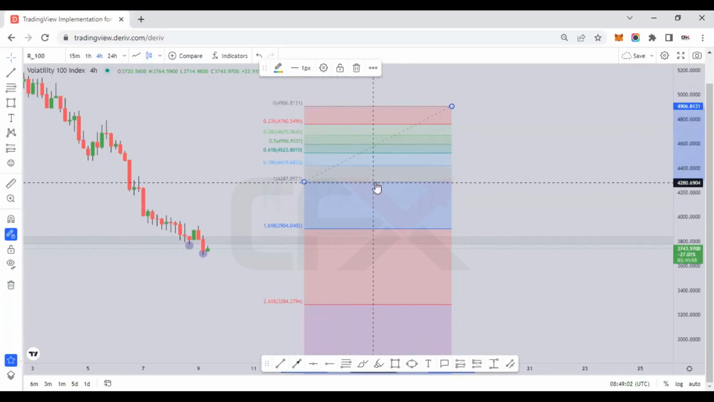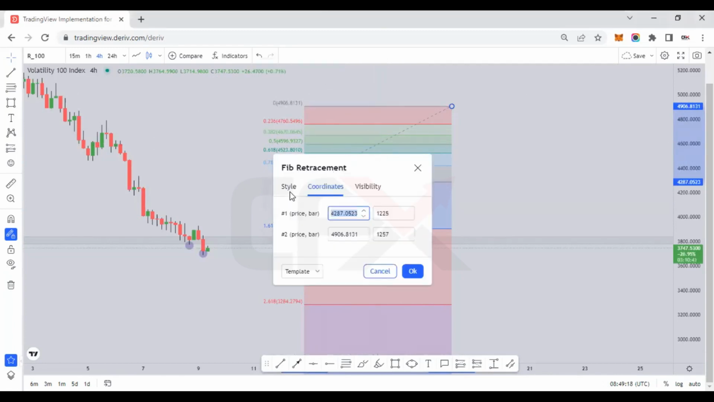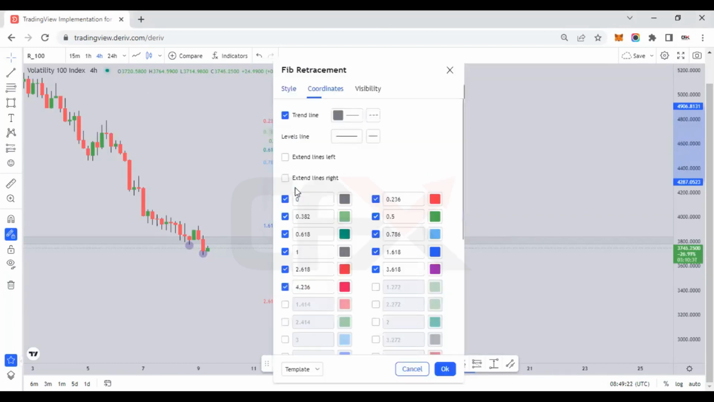Then what we have to do is to go to settings. So we can check the settings here. Click on it and go to the star. Are you watching? Yeah. So this is the Fibonacci settings.